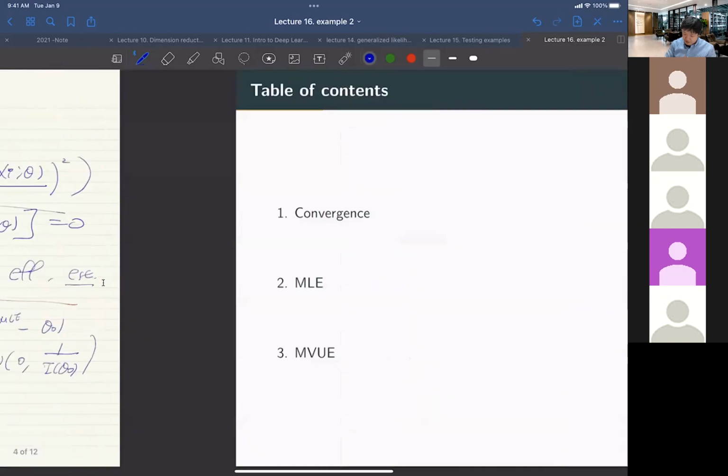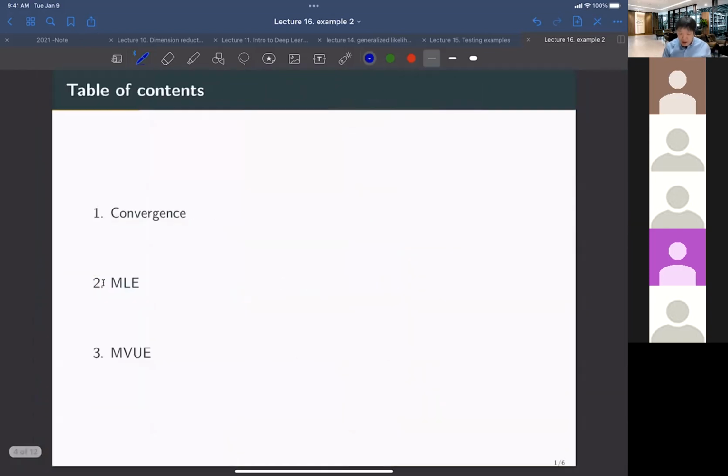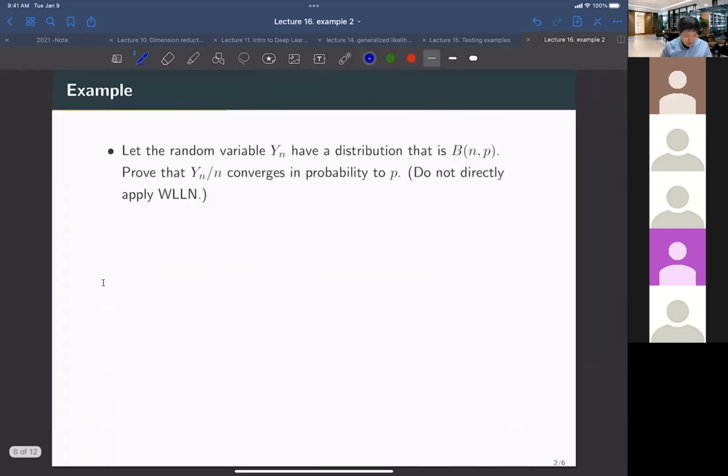Okay, so let's do this. From the convergence, it's just a practice problem. Let the variable Yn have a binomial distribution, and prove that it converges in probability to P. Don't apply the weak law of large numbers. This part is actually part of the midterm coverage.